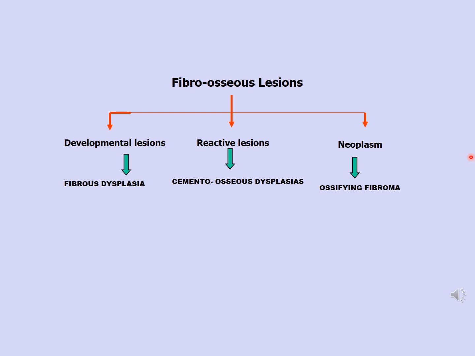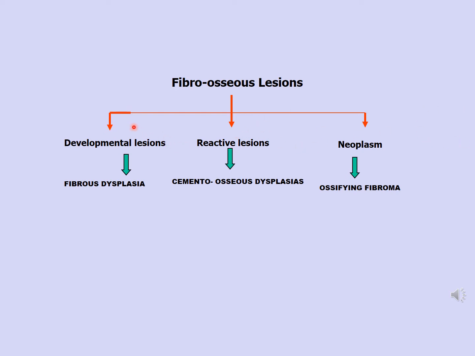So in the previous slide, the 2017 classification, if we look at it, has fibrous dysplasia, under which we have monostotic, polyostotic, and craniofacial. Cemento-osseous dysplasia, under which we have periapical, focal, florid, and gigantiform cementoma. And under ossifying fibroma, you have conventional ossifying fibroma and juvenile ossifying fibroma. So when you look at their origins, they are categorized as developmental lesions, reactive lesions, and neoplasm.